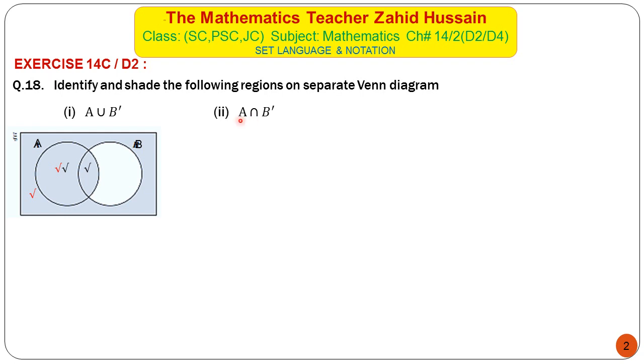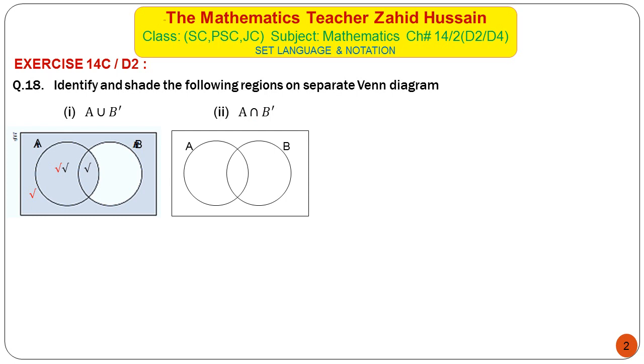In second part we will shade A intersection B complement. It is very simple. The regions which belong to set A are these two regions. The regions which belong to set B complement are these two regions. Now because we are asked to shade intersection of these two, intersection means common in both. So common is that region which has two ticks. So we will shade this region only. We will not shade this one and we will not shade this one.